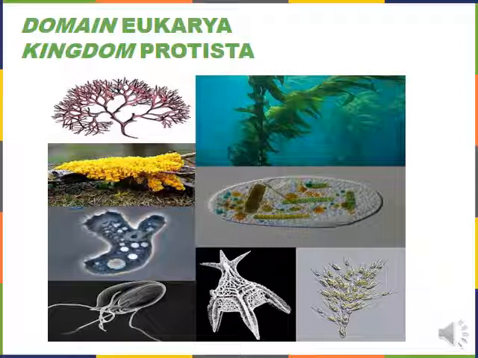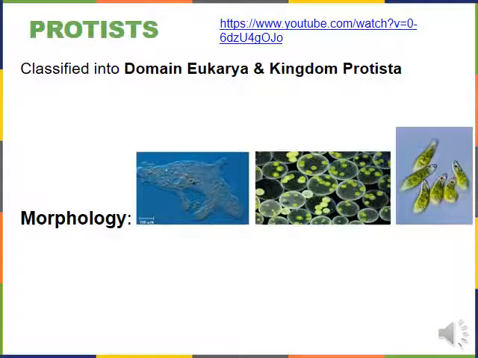It's still hotly contested and debated, and many biologists go back and forth in terms of how to classify them, but they are very diverse. And so we're going to delve a little bit into that today. They are classified in domain Eukarya and kingdom Protista, and I encourage you to watch all the videos that we posted on Canvas. Now, when we think about their morphology, here are some common examples of what the morphology might look like.